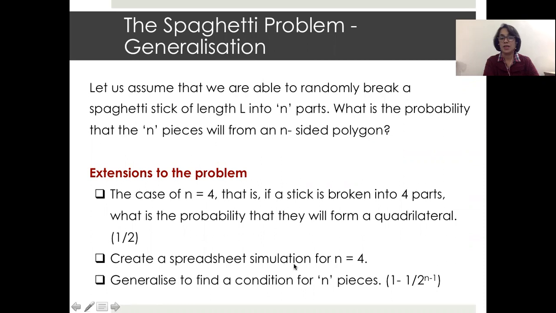And one can try to create a spreadsheet simulation for this. The same simulation that you just saw, you can extend to the case of 4 pieces A, B, C, and D. And the generalized problem says, let us assume that we are able to randomly break a spaghetti stick of length L into n parts. What is the probability that these n pieces will form an n-sided polygon? This is also a very interesting problem for exploration, and maybe we will analyze this in another video session.